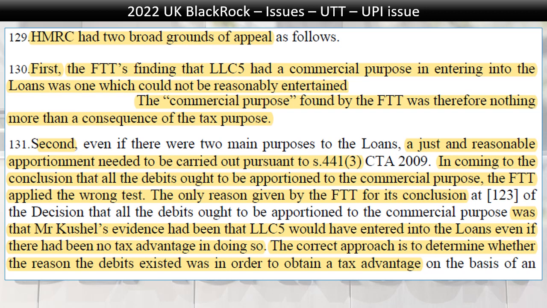So when we look at the Upper Tier Tribunal's comments on the unallowable purpose issue, it starts by saying HMRC had two broad grounds of appeal. First, that the First Tier Tribunal's finding that LLC had a commercial purpose in entering into the loans was one which could not be reasonably entertained. The commercial purpose found by the FTT was therefore nothing more than a consequence of the tax purpose.